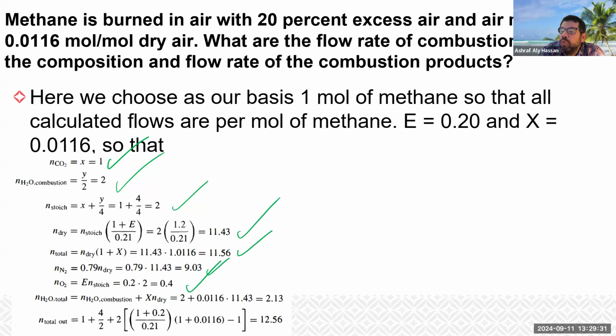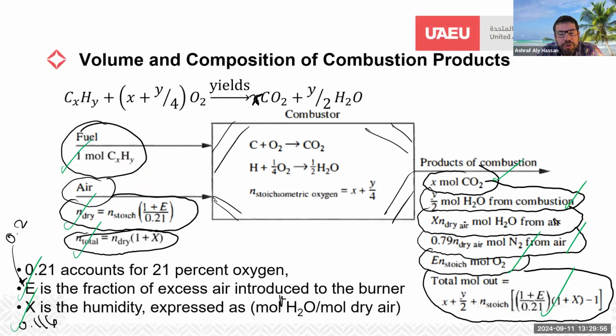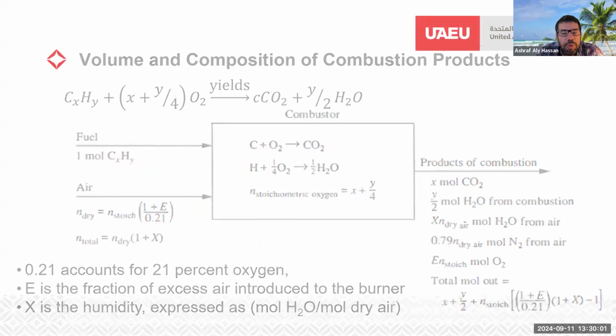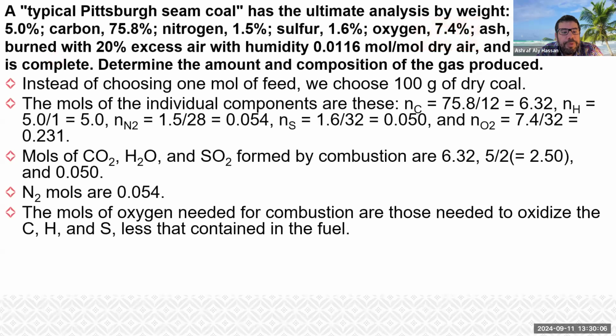total is equal to N H2O combustion plus X N dry, which is 2.13, and the total N out is equal to 1 plus 4 over 2 plus 2 times (1 plus 0.2) over 0.21 times (1 plus 0.0116) minus 1, which is 12.56. So based on the givens here, the values and composition of combustion product, we can actually know every part of what's coming in and what's coming out, including the humidity in the air.